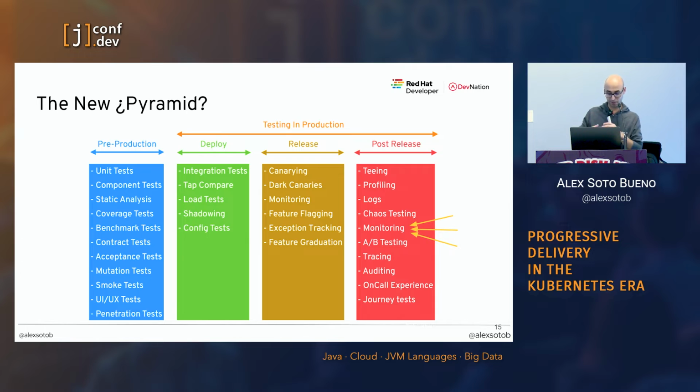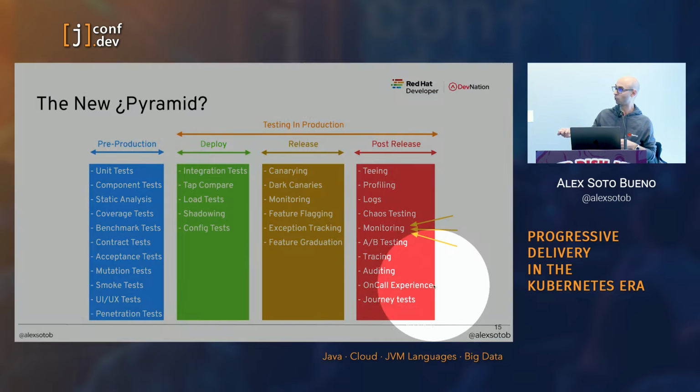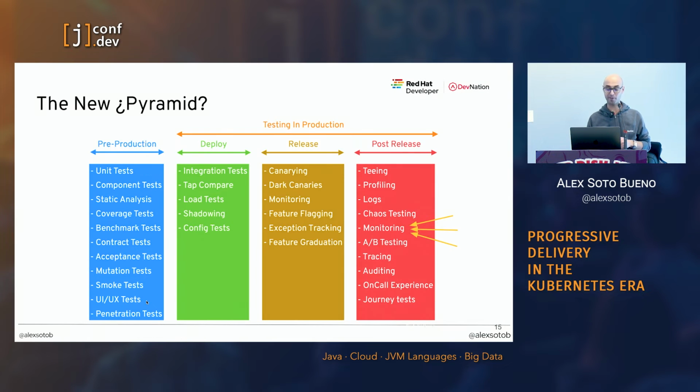In fact, now that we are talking about testing in production, because progressive delivery is really tied to testing in production, I like to show these columns. I like to call them the new testing parameter. Here in the blue column, you see the pre-production tests. That's the typical tests that we've been using for many years, like unit tests, component tests, static tests, coverage tests, acceptance tests, mutation tests, penetration tests, and so on. That's the kind of tests that we run before we deploy and release our application in production.